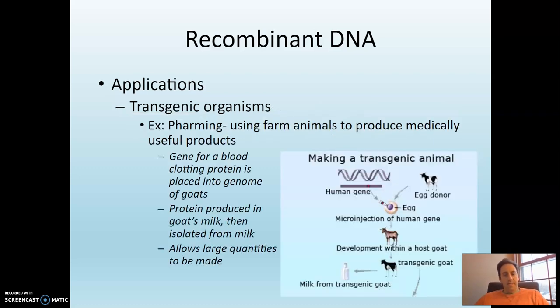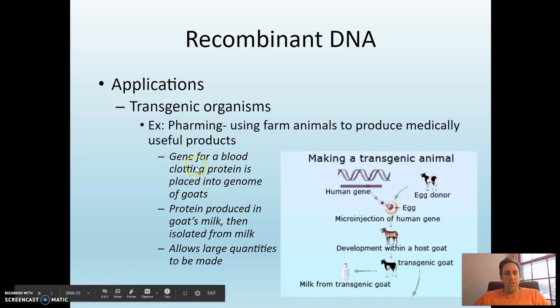So, an example of this would be farming. That's a PH farm. That's using farm animals to produce medically useful products. So, an example, there is a gene for a blood clotting protein. This is given to people with hemophilia.